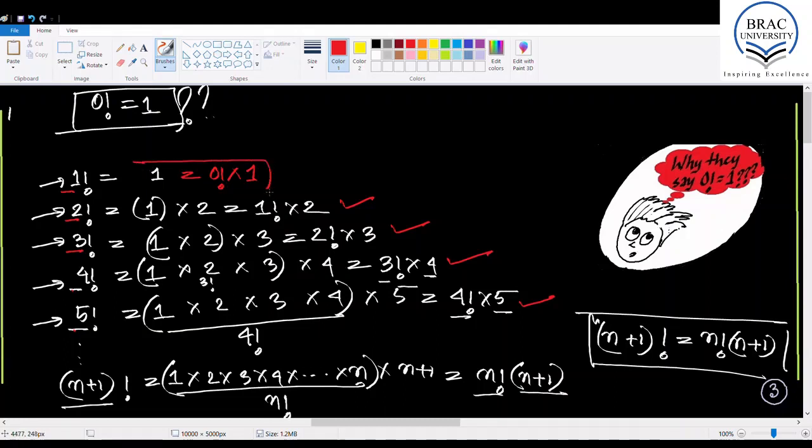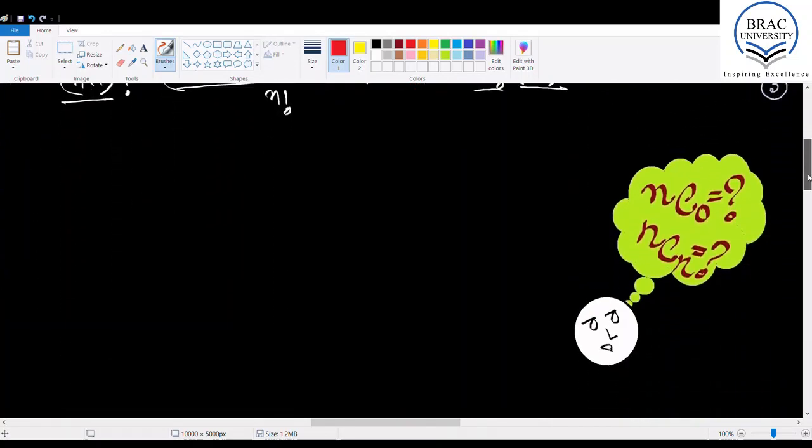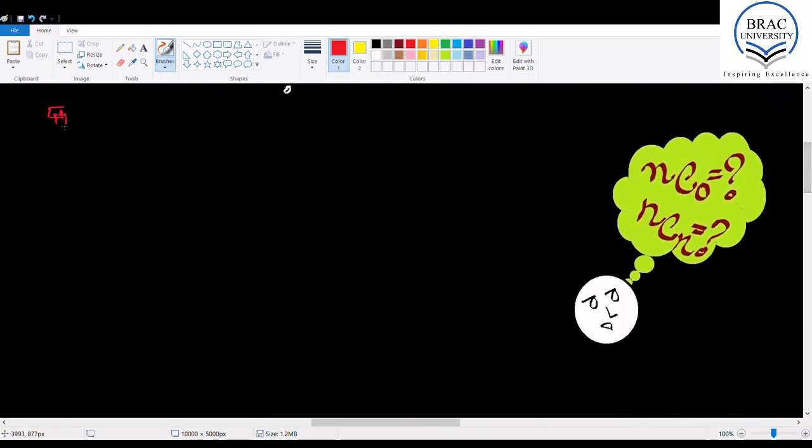So we can write from this that 1 equals 0 factorial into 1. That means 0 factorial equals 1 by 1, which equals 1. So here we get 0 factorial equals 1, right? So I think we can remember this, how we get 0 factorial equals 1. Okay, let's move to the next problem.